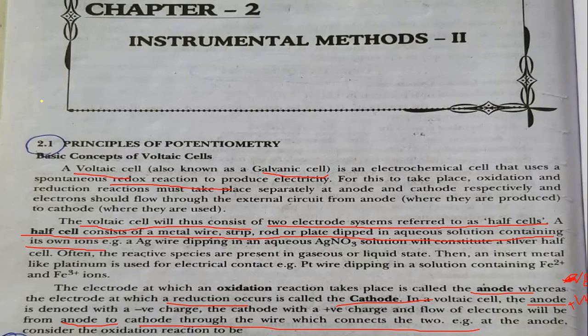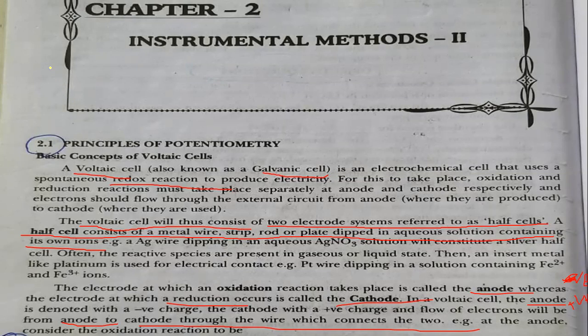So in the instrumental method, as I told you, we are going to discuss a few instruments like the potentiometer, conductometer, then pH meter. Such instruments are there which we are going to see, and their basics we are going to study over here.